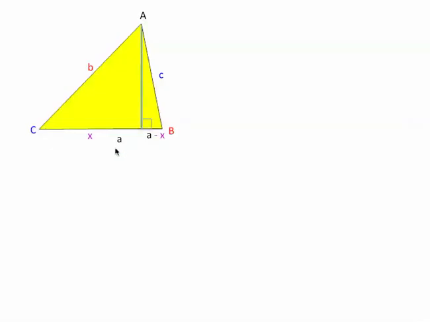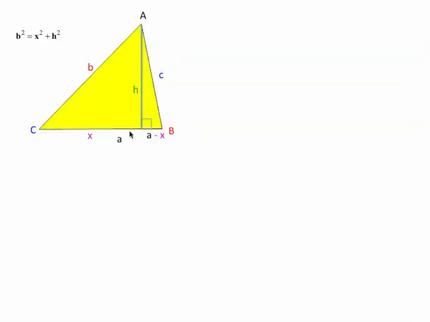So if this is x from here to here, then this is going to be a minus x because this whole side is called a. This side of this right angle triangle is x, and this leg of this right angle triangle is a take away x. So we get our Pythagorean theorem formulas again.